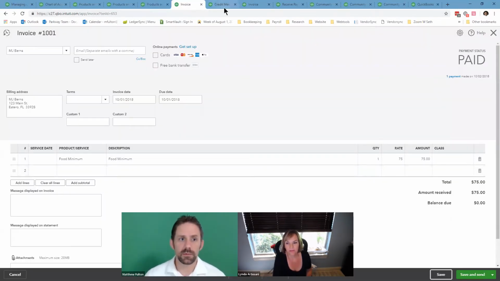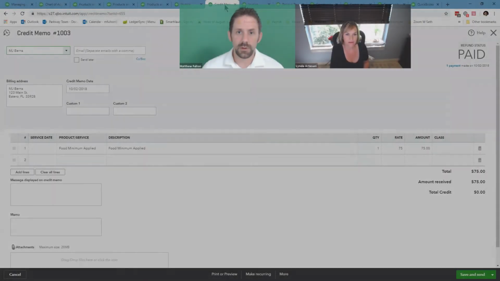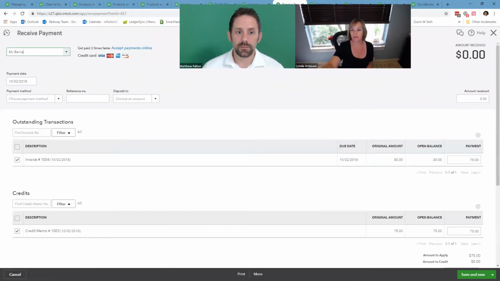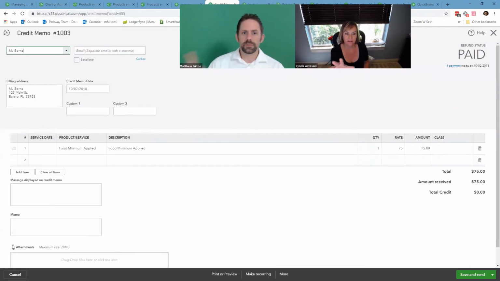And then you receive the payment on here. We received the payment, so you can see there that this is paid. The customer paid for the food minimum. And then on the next one, now that they paid, you're going to create a credit memo. In essence, you're taking that money out of prepaid, moving it into the income account, and it's going to create a credit on their account. Once they pay their amount, it's going to show as a credit that you now owe them that $75, right? Because you owe them that in food.